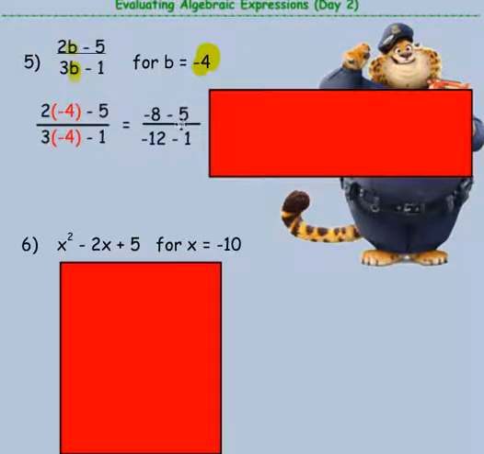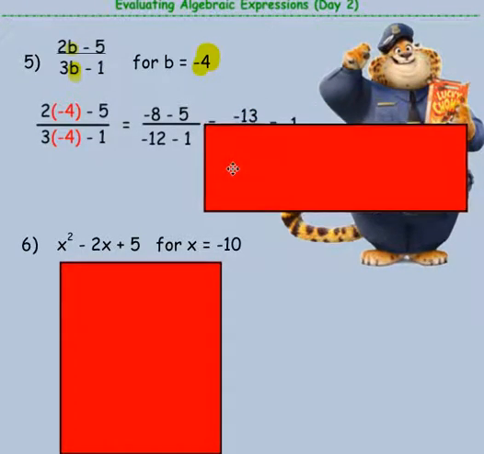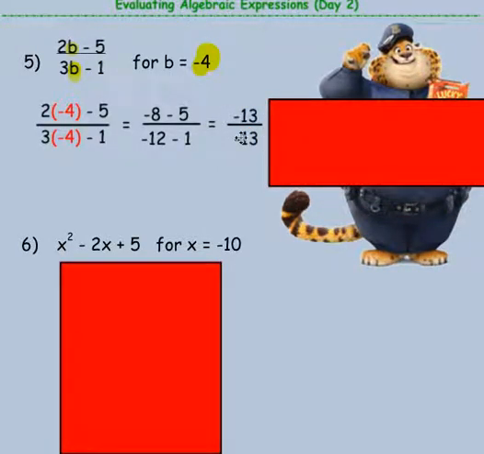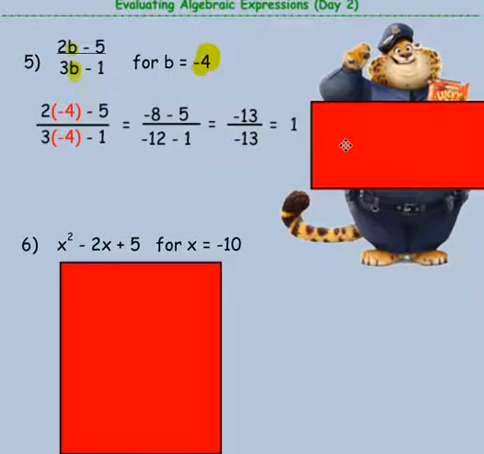Now we can continue solving the numerator. Negative 8 minus 5 is negative 13, and negative 12 minus 1 is also negative 13. And lastly, we know that negative 13 divided by negative 13 equals 1.